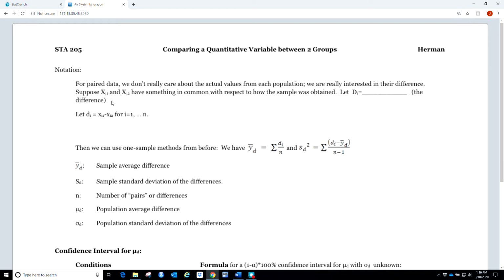So this is just giving you some notation. Suppose that xi1 and xi2 have something in common with respect to how this sample was obtained. So 1 and 2 would just be saying which group I'm taking them from, and i would be saying which pair I'm taking them from. We're going to then let di be the difference between these two values, so xi1 minus xi2. So really, I'm just going to calculate this difference.